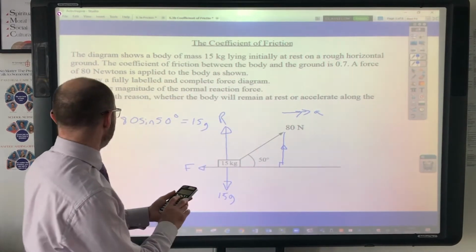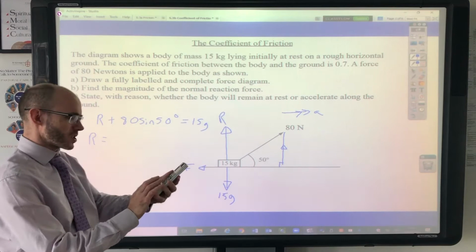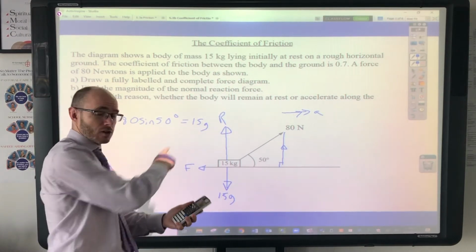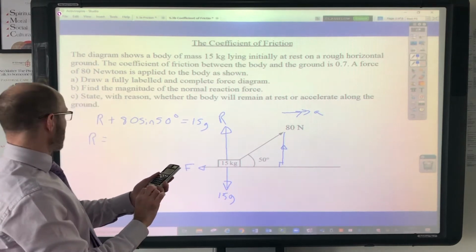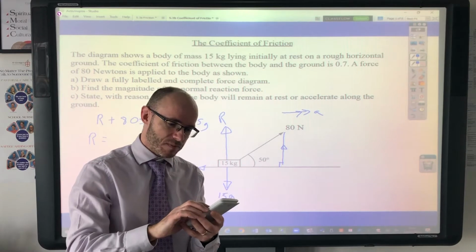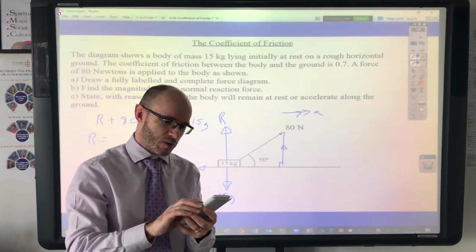All right. So let's work out what R is going to be. So it's going to be 15 times 9.8, so 15G, 147, subtract 80, and this is when I realised my calculator's in radians mode. Of course it's in radians mode. Which other mode would it be in?